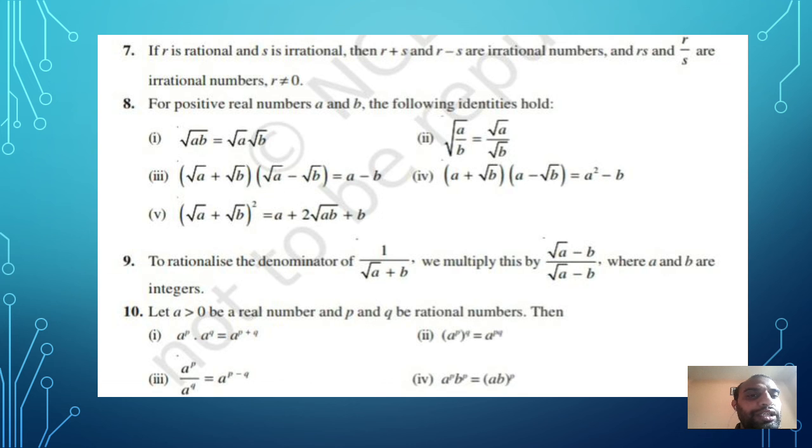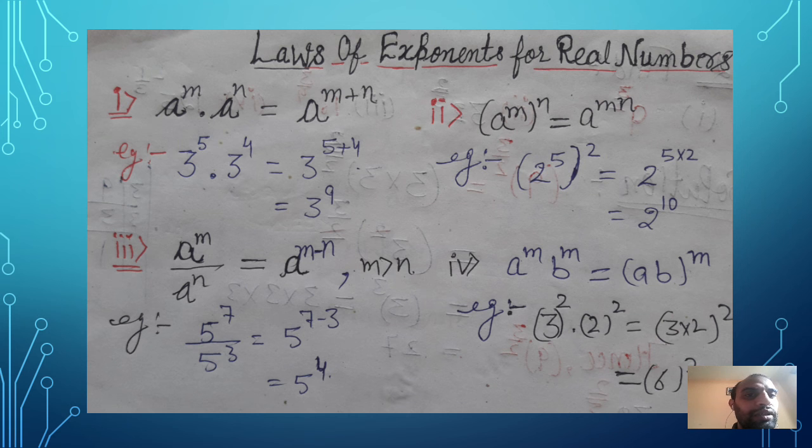After that, we studied the properties of rational numbers by using the laws of exponents. Some laws of exponents we have here: when bases are similar and powers are different, we add the powers. Second, when one power is inside and one is outside the bracket, we multiply the powers. Third, when we have a division of real numbers with the same base, we subtract the powers. And fourth, when we have two different bases and the powers are similar, we multiply the bases and the power remains the same. This is the shortcut to revise the chapter.